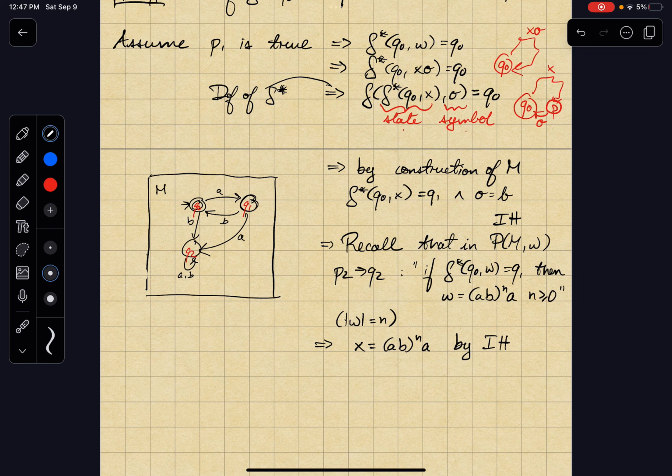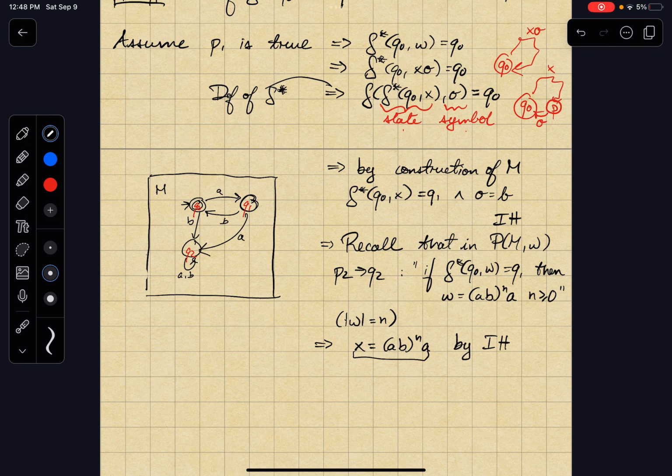Right, so the only reason I could do this is because I know the inductive hypothesis is true. Because it's true, I know that this implication is true. And so I know that x can satisfy this implication because it has length n. And the inductive hypothesis works on strings of length n. So now I have this result, right? I know that x is ABNA.